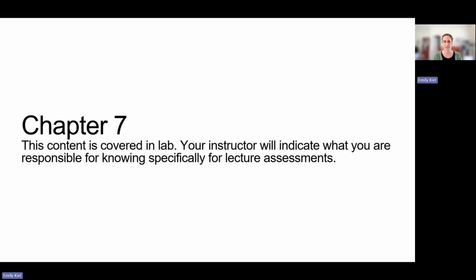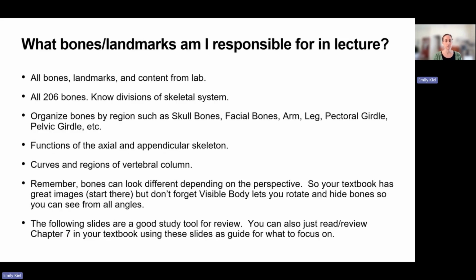So chapter 7, this is lots of content covered in lab, but we'll look through it briefly and it gives us an idea of what we need to know for the lecture. So you are responsible for all of the bones, the landmarks, and the content from labs. You need to know all 206 bones, and you need to know what part of the skeleton they fit into, what region. So is it a skull bone, a facial bone, arm, leg, pectoral girdle, pelvic girdle, etc.